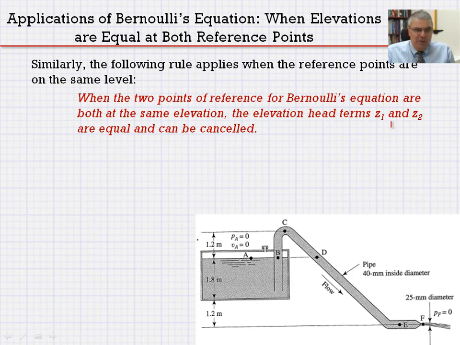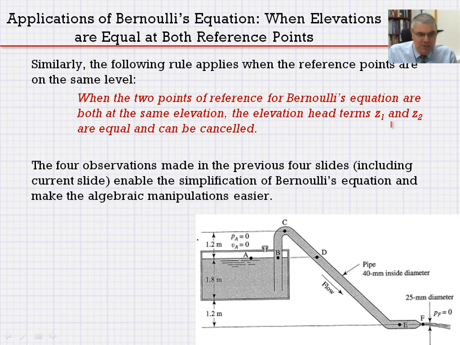So what about the reference points on the same level? What can we say about those? Well, when the 2 points of reference are both at the same elevation, then the terms Z1 and Z2 would be equal. We can cancel them out. Remember, they were addition terms, and when we add equal terms to 2 sides of the equation, we can easily subtract them from 2 sides of the equation because they are the same. And that's what we do in this case.